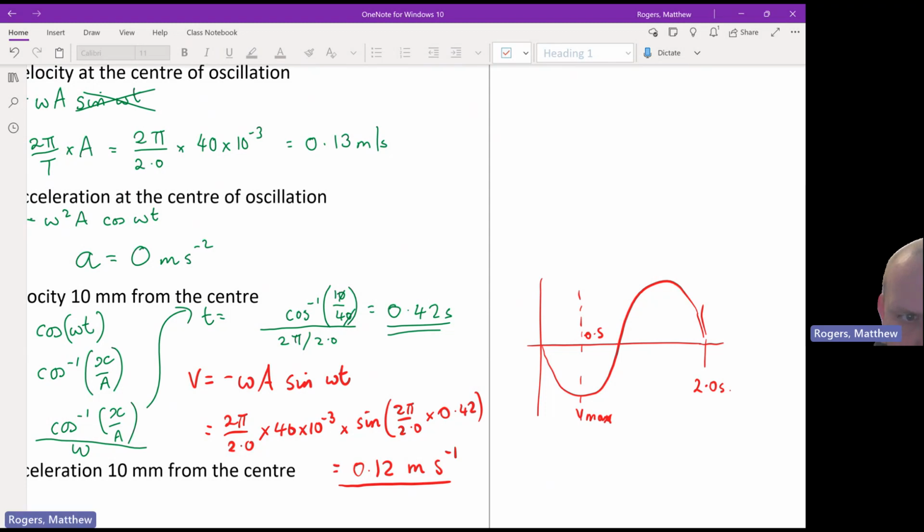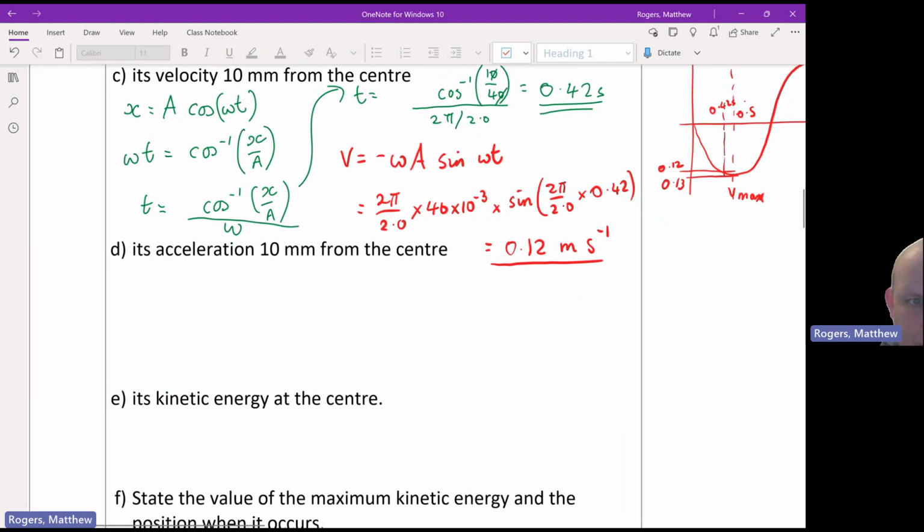Our speed when it's 10 millimeters from the center happens at 0.42 seconds, so we're about here. And you can see that on a sine curve, the value of Vmax and the speed at 0.42 are incredibly close. So we think this is 0.13 and 0.12. So that looks very reasonable to me for a value. So we're happy with that.